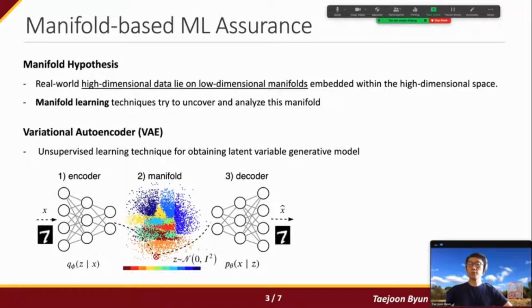Manifold learning tries to uncover and analyze the hidden low-dimensional data embedding structure behind the high-dimensional dataset. It relies on the manifold hypothesis, and what that means is that the valid data is actually lying in a topological space that is much smaller than the input space.